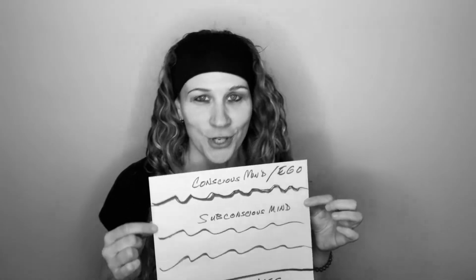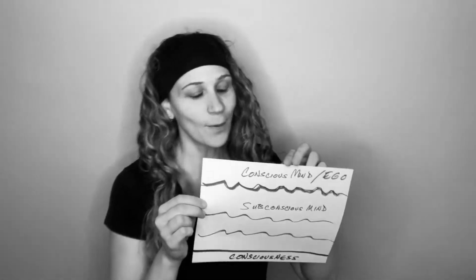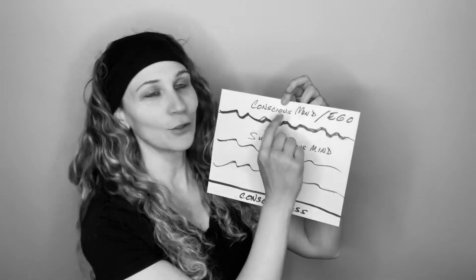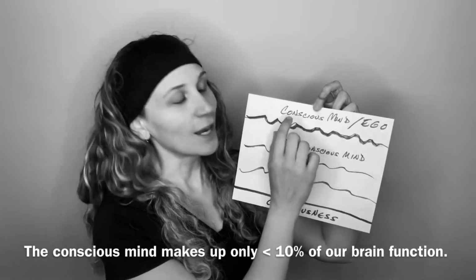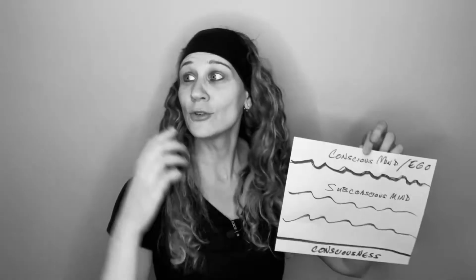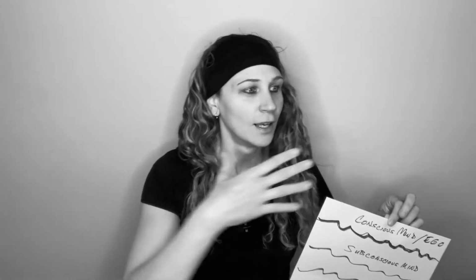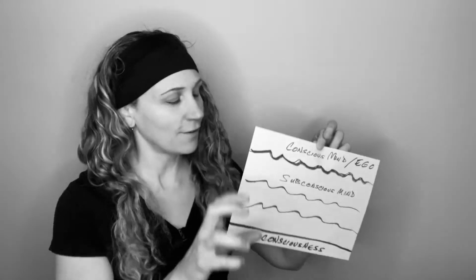So, of the ocean, okay? The top of the ocean, the top layer, the surface, where you're bobbing on your little boat, is your conscious mind and your ego. What you can see, feel, hear, what's in front of you, what's already manifest in front of you.